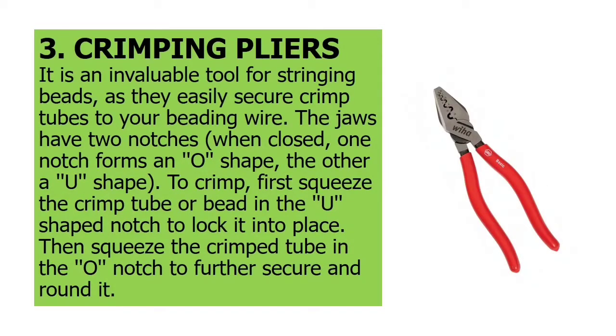Crimping pliers are an invaluable tool for stringing beads, as they easily secure crimp tubes to your beading wire. The jaws have 2 notches. When closed, one notch forms an O shape. The other is U-shaped. To crimp, first squeeze the crimp tube or bead in the U-shaped notch to lock it into place. Then squeeze the crimp tube in the O notch to further secure and round it.